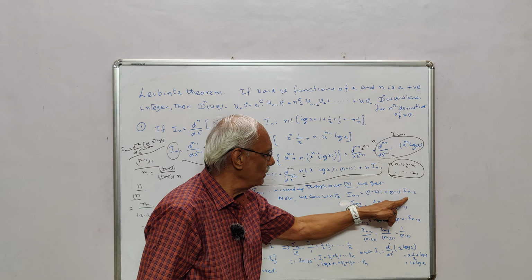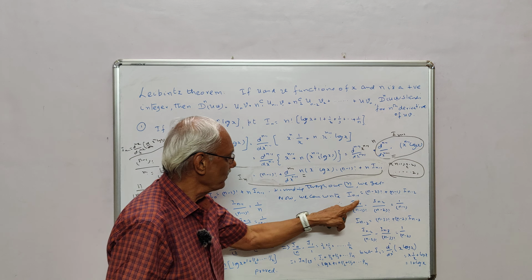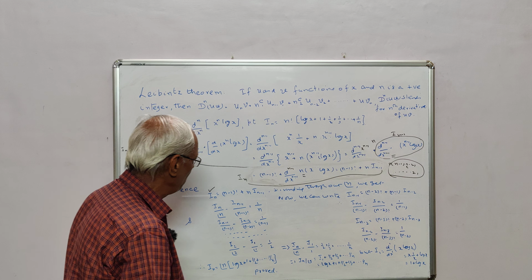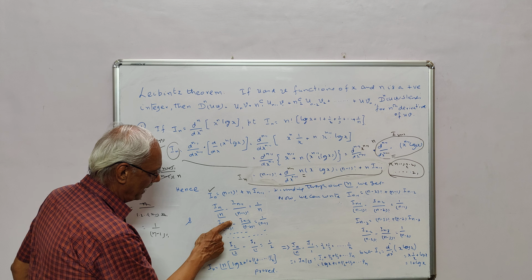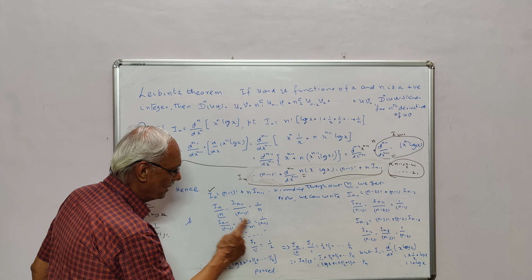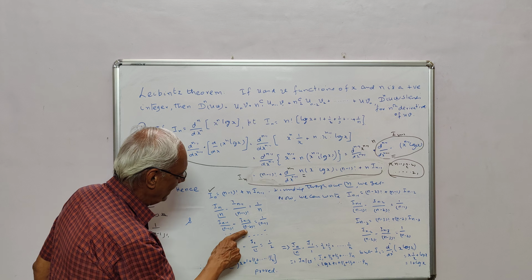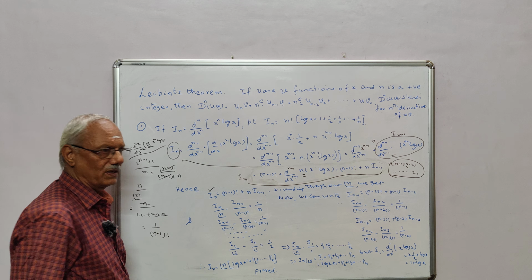Now, divide throughout by (n-1) factorial. When you divide throughout by (n-1) factorial, you will get I_(n-1) divided by (n-1) factorial minus, the next one will be I_(n-2) divided by (n-2) factorial, equal to 1 by (n-1).